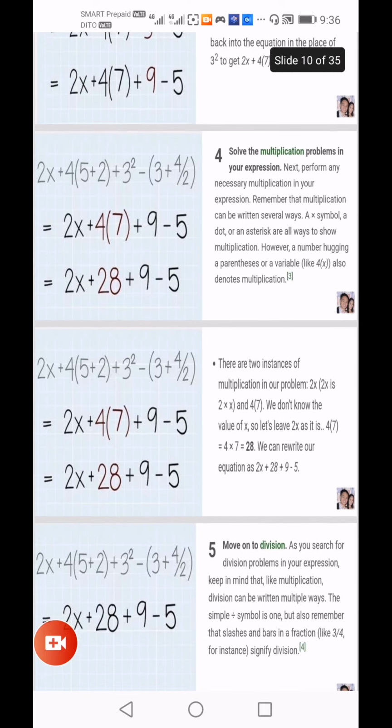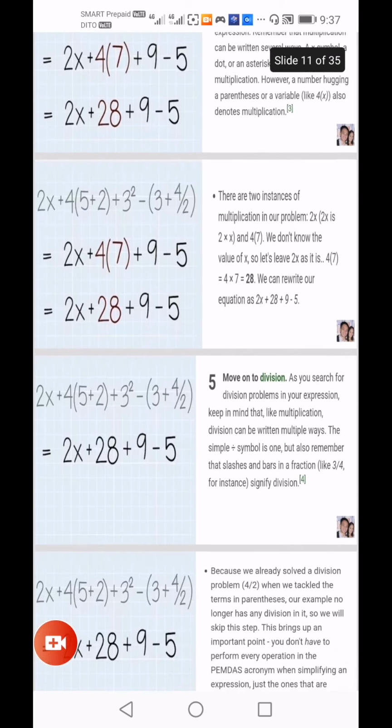Number 4. Solve the multiplication problems in your expression. Next, perform any necessary multiplication in your expression. Remember that multiplication can be written several ways. An x symbol, a dot, or an asterisk are always ways to show multiplication. However, a number hugging a parenthesis or a variable, like 4(x), also denotes multiplication.